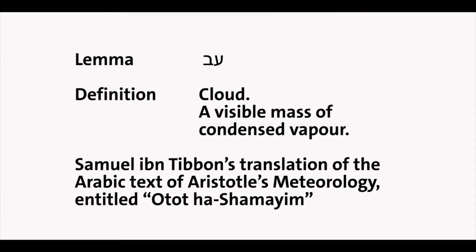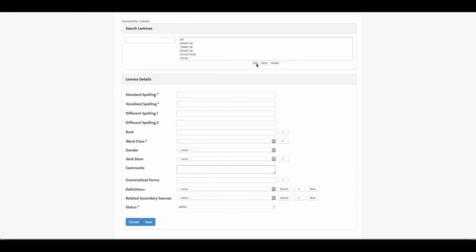In our example, we will input the lemma av with the definition cloud, a visible mass of condensed vapor, found while working on the text of Samuel ibn Tibbon's translation of the Arabic text of Aristotle's Meteorology, entitled Otot HaShamayim. Since the lemma is not already in the database, we will fill out all the fields of the Edit Lemma main module with general information for this lemma.